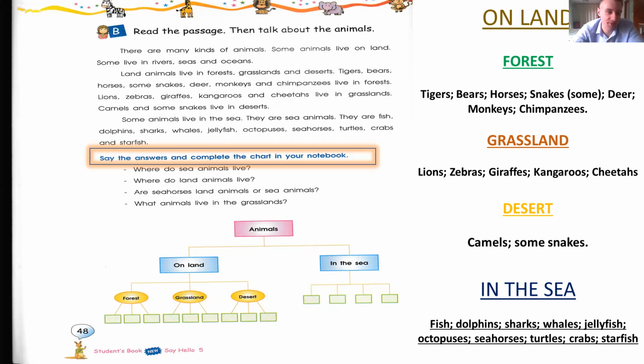And the last question, what animals live in the grasslands? We answered already. Let's take a look on the right, and there are lions, zebras, giraffes, kangaroos, and cheetahs. Everything is okay for you? If not, you can make a review just after the lesson.